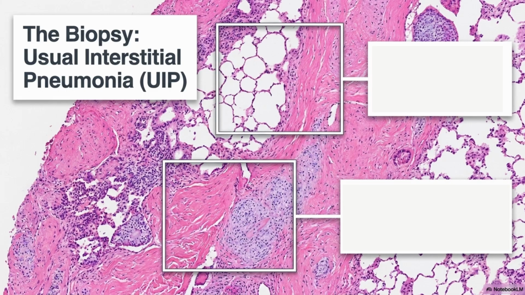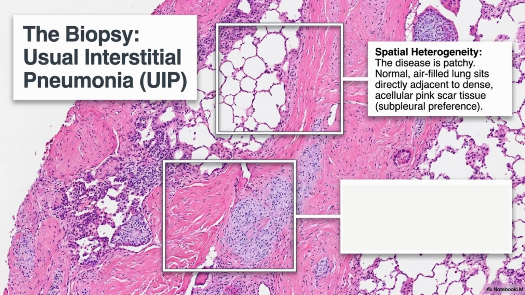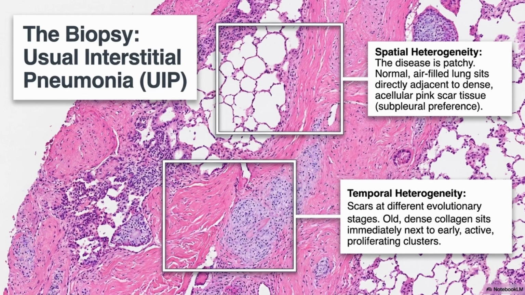When we look at the biopsy, we see a pattern called usual interstitial pneumonia, or UIP. You must look for two things. First, spatial heterogeneity. The disease is patchy. You will see normal air-filled lungs sitting directly adjacent to dense acellular pink scar tissue featuring a subpleural preference. Second, temporal heterogeneity. The scars are at different evolutionary stages. Old dense collagen sits immediately next to early active proliferating clusters.